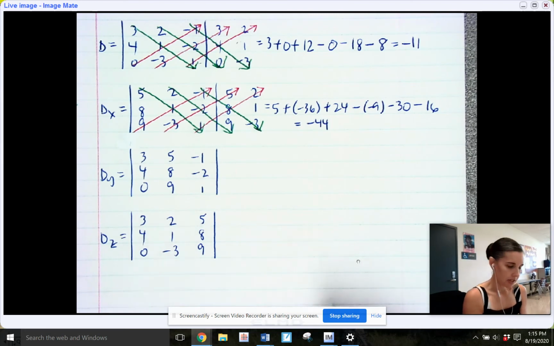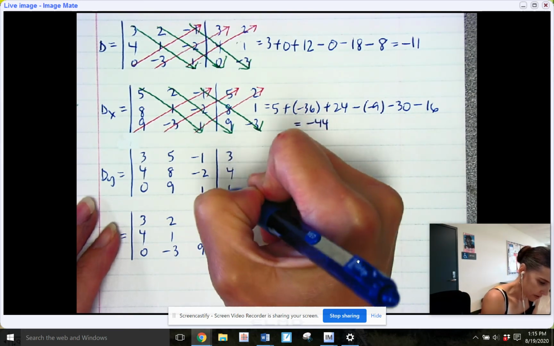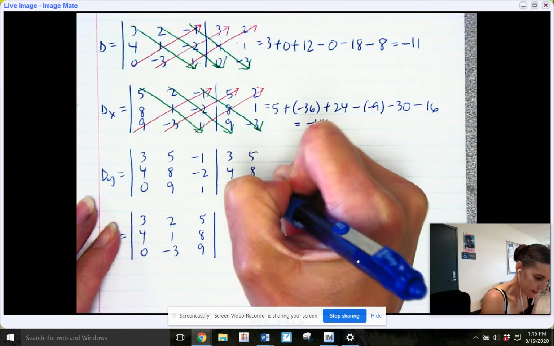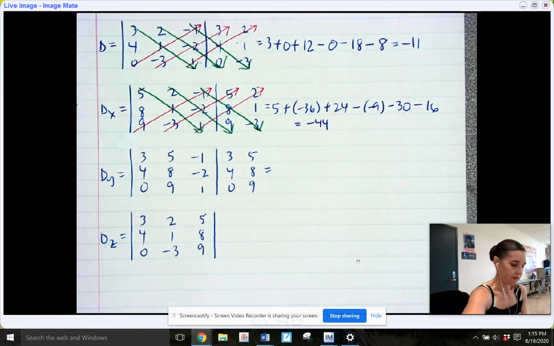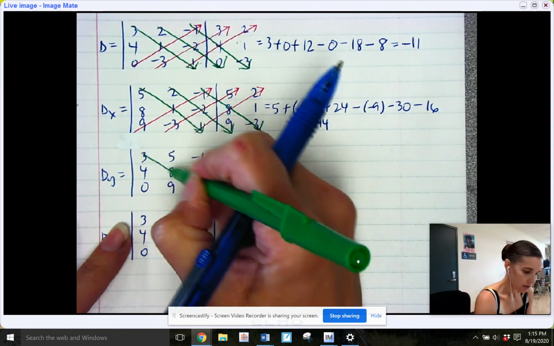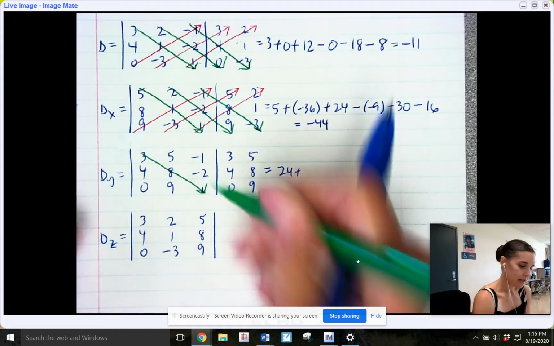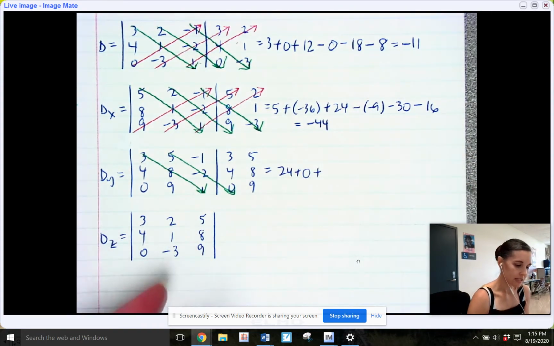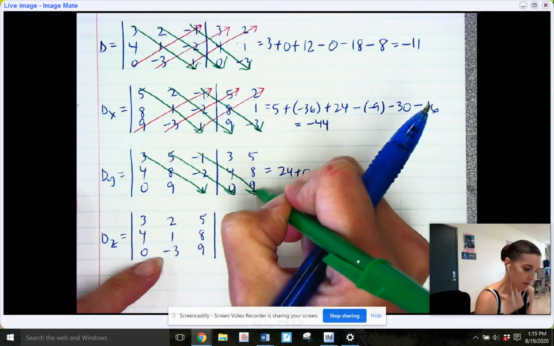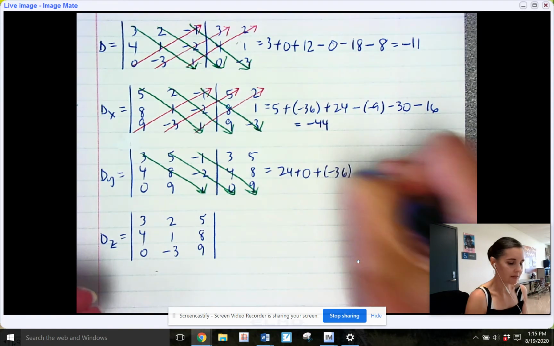Double check. All right, for your dy, we write the first two columns, so 3, 4, 0 and 5, 8, 9. All right, so my first product, 3, 8, 1 is 24, plus 5 times a negative 2 times 0 is a 0, plus a negative 1 times a 4 times a 36, times a 9 is a negative 36.